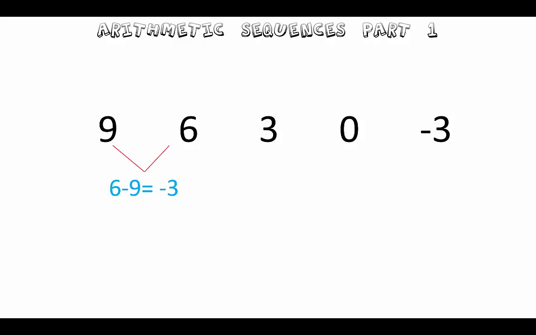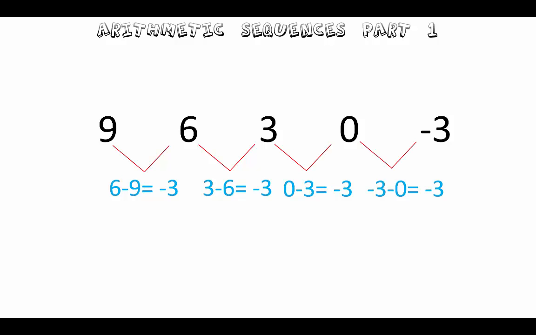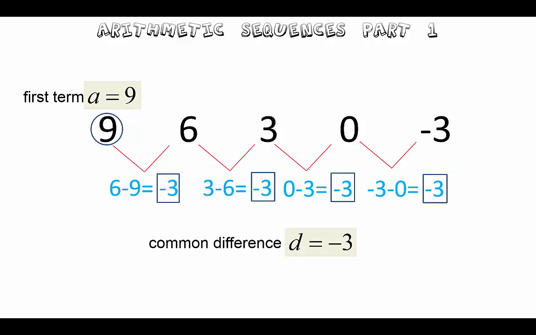Let's look at this one. We can work out the common difference. In this case, you can see that consecutive pairs of numbers give us -3, and the first term will be 9, a equals 9, and of course the common difference, as we said, will be d equals -3.